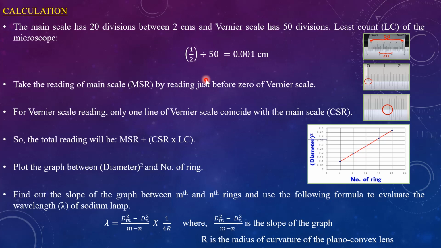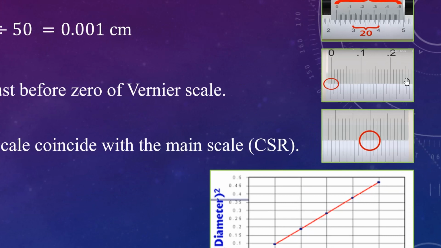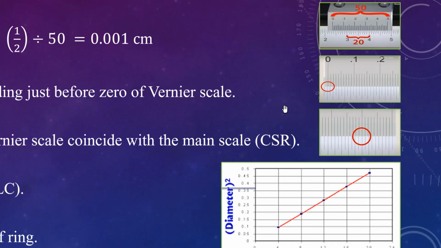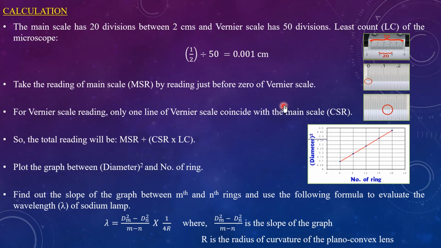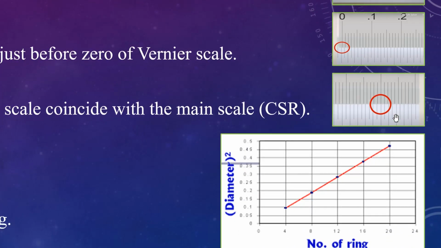To take the reading, as we have already discussed, we first have to set the vertical cross wire tangential to the ring on the left hand side and start taking the reading, in which firstly we have to notice the main scale reading. The main scale reading is the reading on the main scale just before the zero of the vernier scale. Then, to take the vernier scale reading, we have to see a particular division of the vernier scale which is coinciding with the main scale. There will be only one such division, as we can see here.